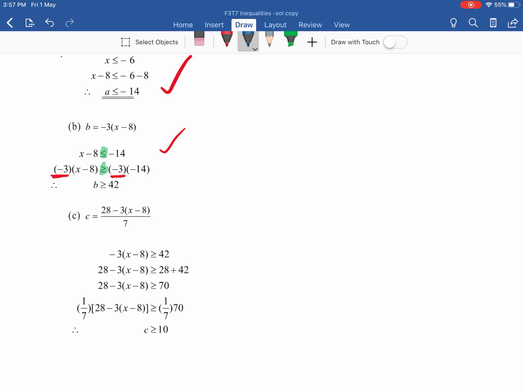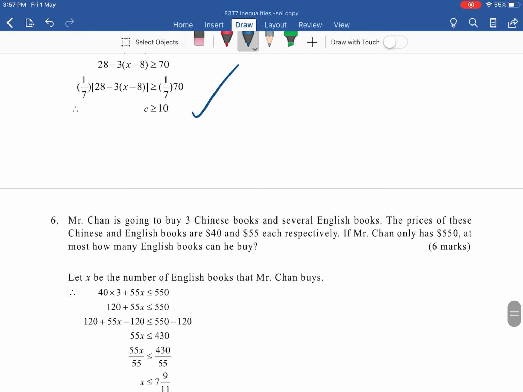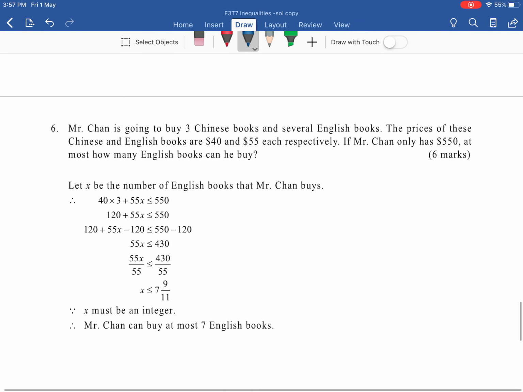Okay, let's say here, you see here, it's here. So you start from here, and then you can easily get the answer. No need to do it again and again, right? And then question 6, very simple.